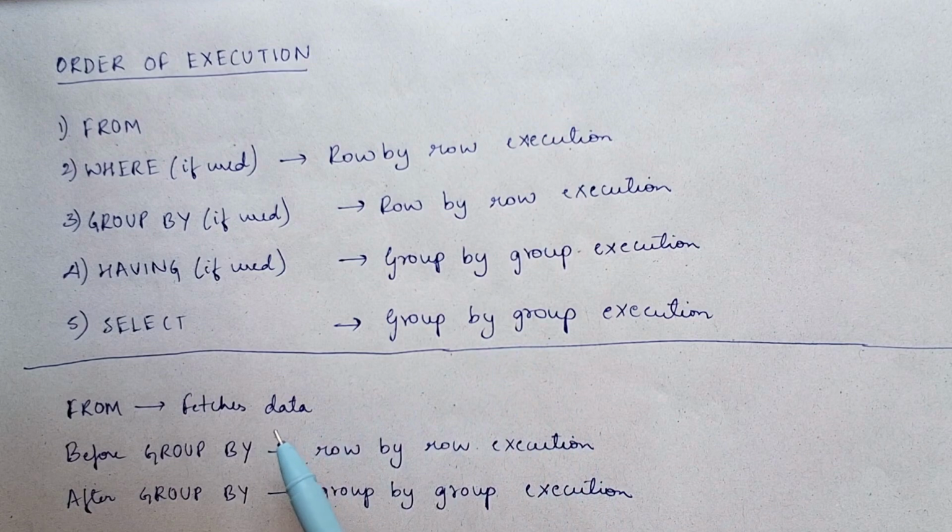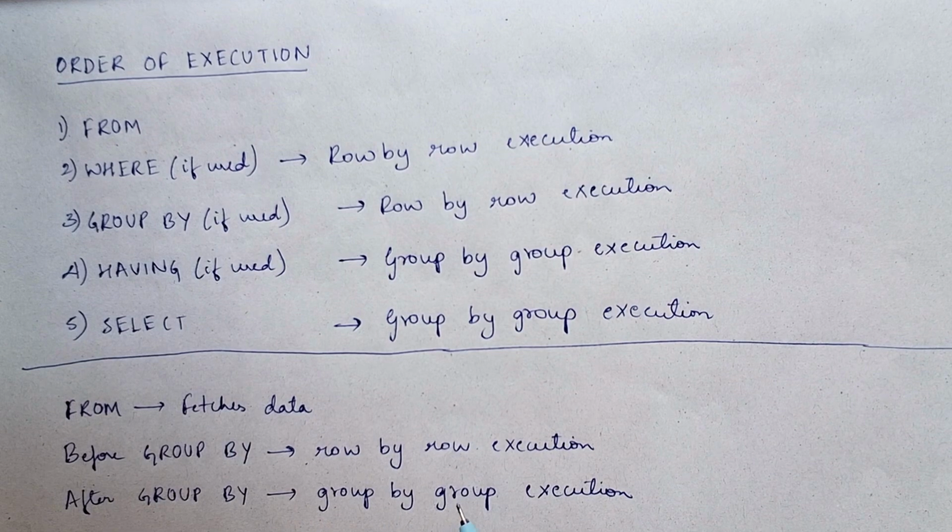And guys, please remember this. From clause fetches the data from the table. Before group by clause, execution is row by row, and after group by clause, execution is group by group.